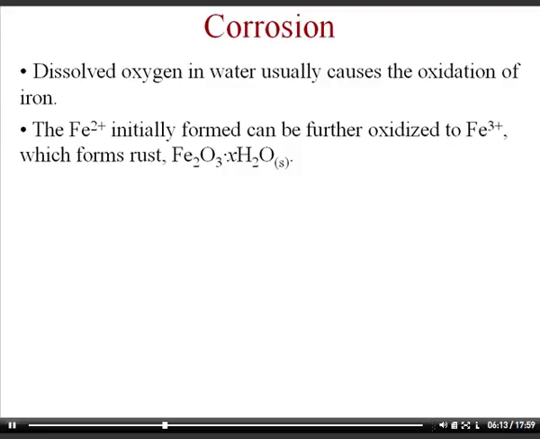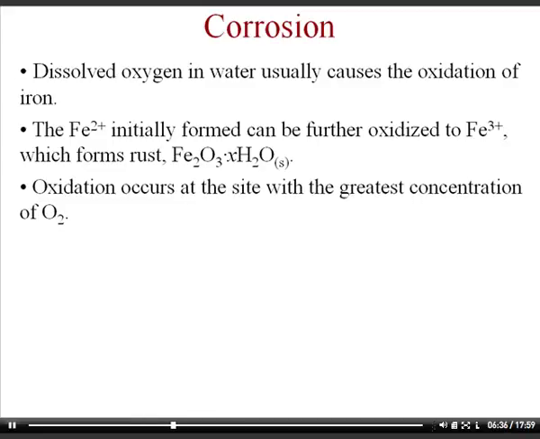So the iron 2 ion that's initially formed from the rusting of the pure metal iron can further be oxidized into iron 3, which forms the Fe2O3, and there's some water molecules stuck to the crystal, but that's the rust, and then it falls off, and then you have more iron exposed, which turns into iron 2, which transforms into iron 3, and then it forms more rust, and the reaction goes on and on and on. Now, the oxidation occurs at the site with the greatest concentration of the oxygen.